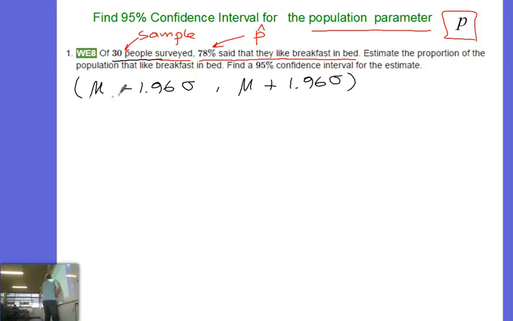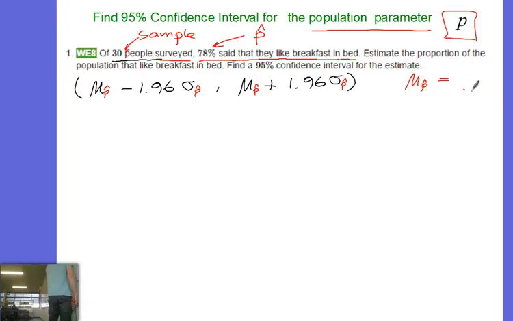Now, we have to think about the mean and standard deviation of the normal distribution. The sample proportion is approximately normally distributed, with that bell-shaped curve, when the sample is large enough. So we're after the mean of the sample proportion and the standard deviation of the sample proportion. What are those values?